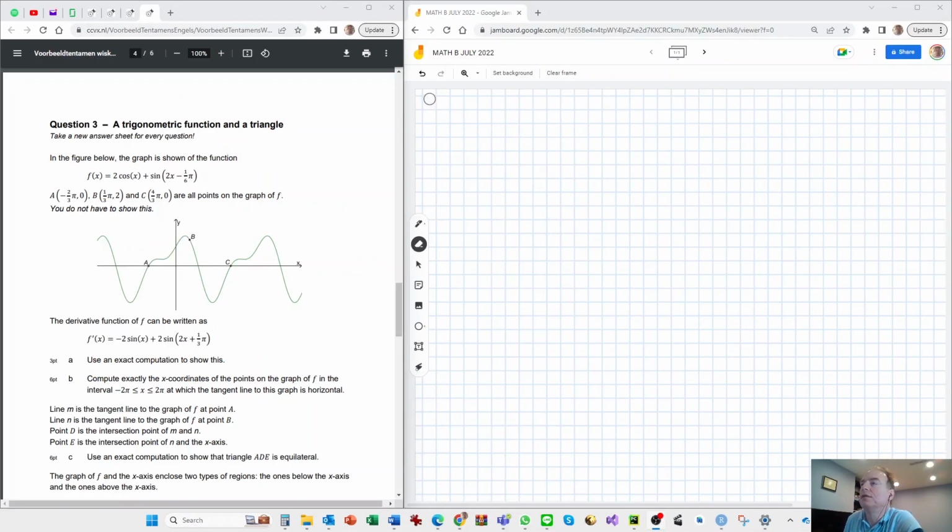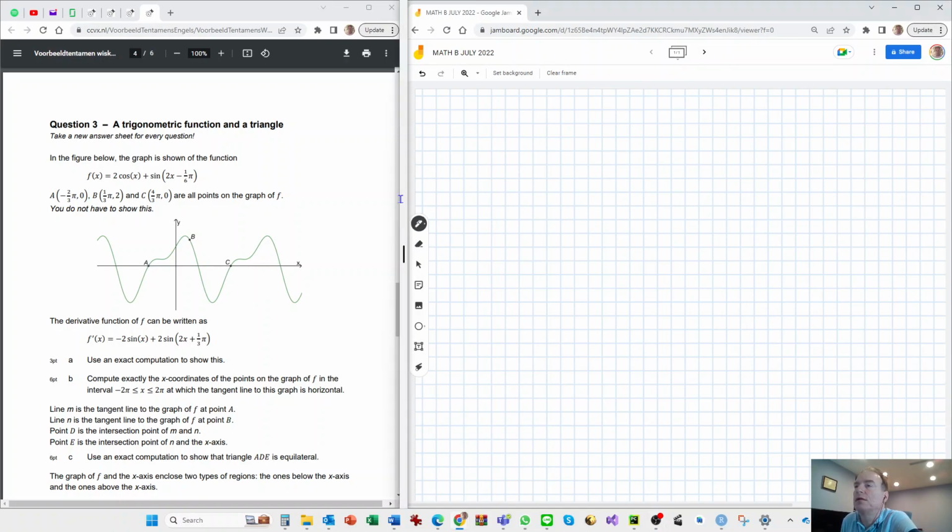Question 3. In the figure below, the graph is shown of this function here, a sum of a cosine and a sine, with a different period, as you can see. Actually, the period can be found from the coefficient in front of x. That's some of the known materials that you need to be aware of.